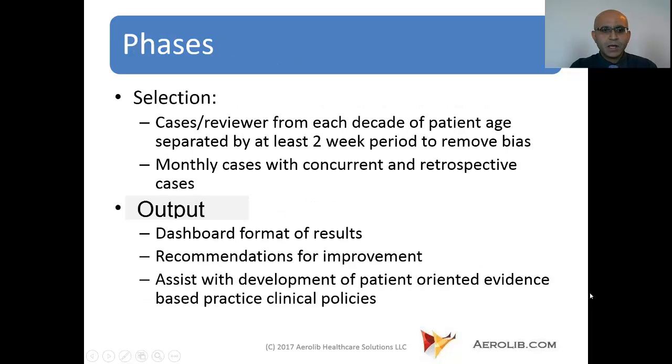Selection basis is very complicated, but I'll simplify it here. Each of our reviewers will select a few cases, and what we do is select cases from each decade of patient age that a provider is seeing, separated by at least a 2-week period to remove the bias. We do monthly cases with concurrent and retrospective reviews, and then follow up similar DRG cases once feedback education has been provided.